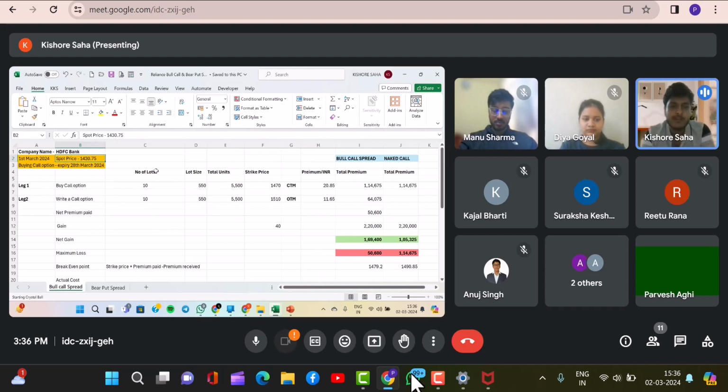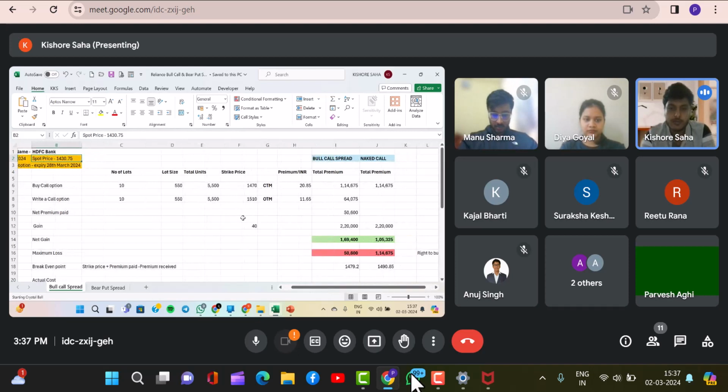So I have taken the number of lots as 10, and the lot size for HDFC Bank is 550. If you want to place an order, you need to place an order of at least one lot, and one lot consists of 550 units. So the total units is 5,500.